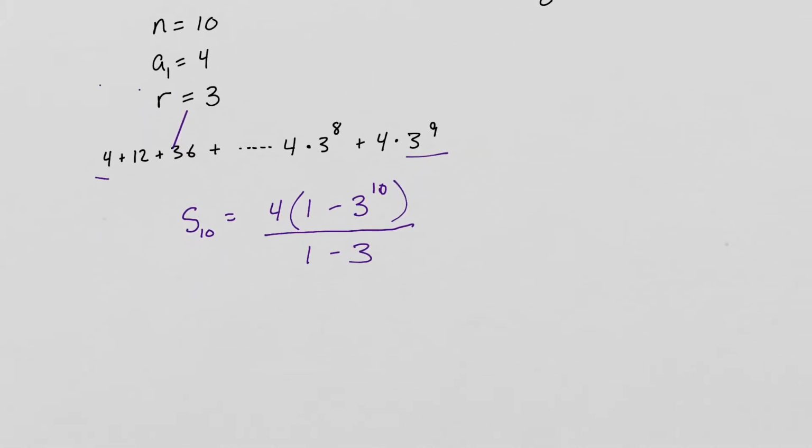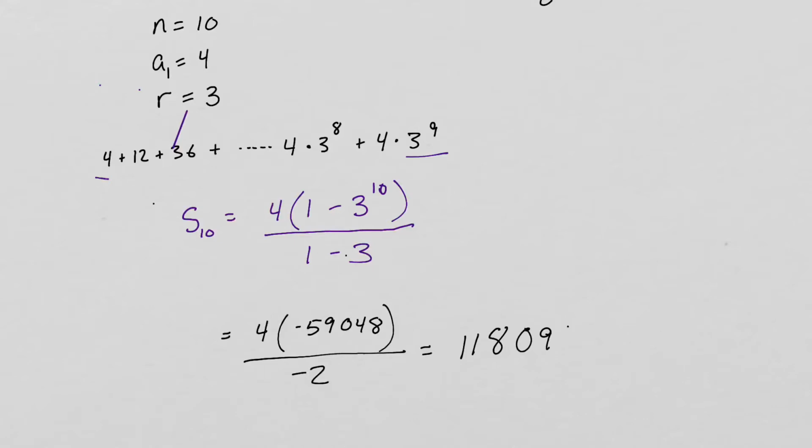So now it's just really time to throw stuff into a calculator. So this is going to be 4 multiplied by 1 minus 3 to the 10th. You can all grab a calculator and do that. 1 minus 3 to the power of 10, and you do get negative 59,048. And of course, 1 minus 3 is just negative 2. And so then you're just throwing this in a calculator. It's really not that bad. We do get 118,096.